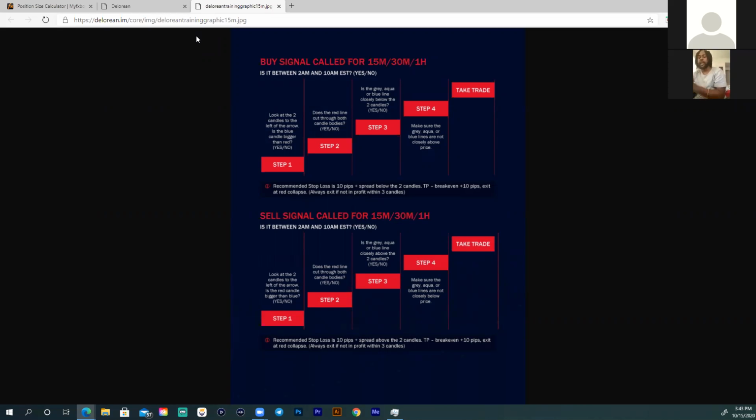All right. And then I'm going to show you the visual afterwards. If the answer is yes, go on to step 4. If it's no, you're not taking the trade. Step number 4 is space. Make sure that the gray, blue, or aqua line is not closely above price. What does this mean? You're giving the trade room to actually make profit. All right? If the answer is yes to step 4, that's when you take the trade.